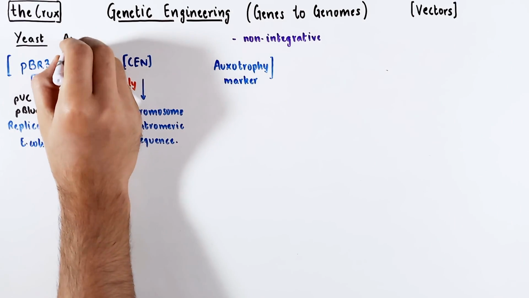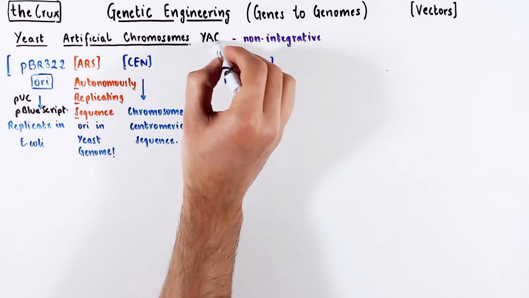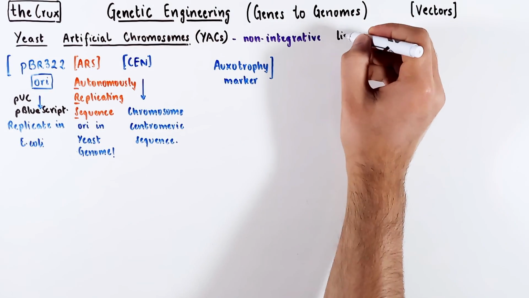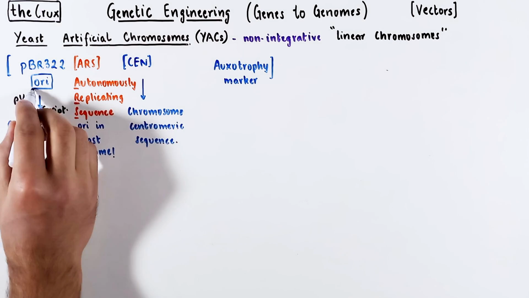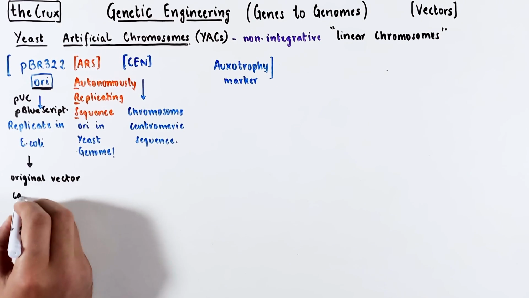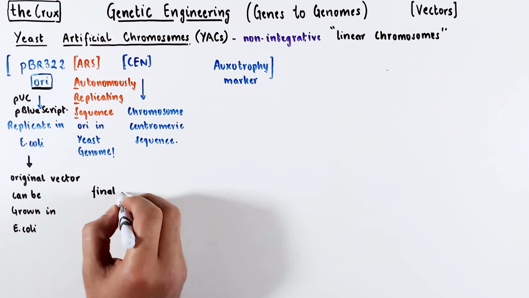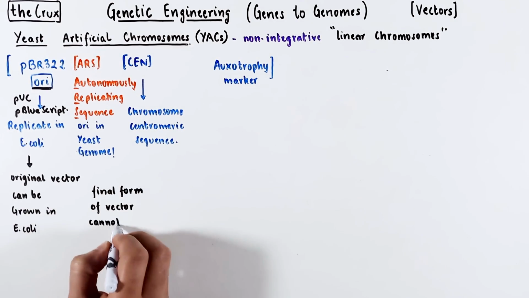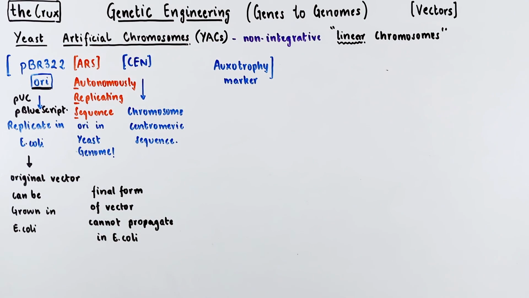Now we have arrived at yeast artificial chromosomes. They are non-integrative and behave like linear chromosomes, quite literally. The YACs carry everything a centromere plasmid does. However, the bacterial origin is only meant to propagate the original plasmid in the bacteria. The final form of the vector cannot be propagated in bacteria. This is because these vectors are used in a linear form. In bacteria, they will get destroyed by exonucleases.